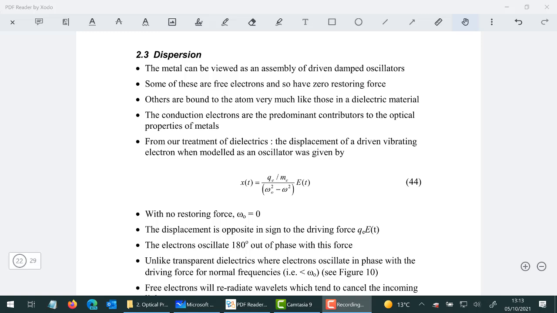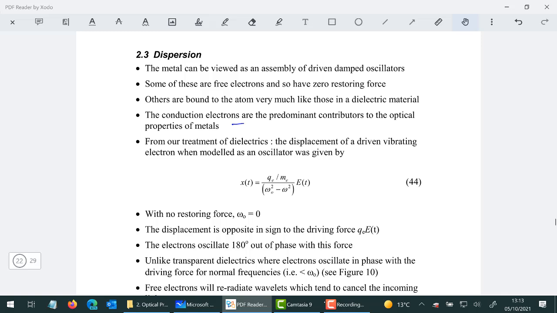And so this is an assembly of driven damped oscillators. Some of these are free electrons, and they don't have any restoring forces, they don't have any natural frequencies and so on. Others are bound to the atoms and they behave very much like they did in the description of dispersion in dielectrics or insulators. For metals, the conduction electrons are the dominant effect. They are the biggest influence on the optical properties of the metal.